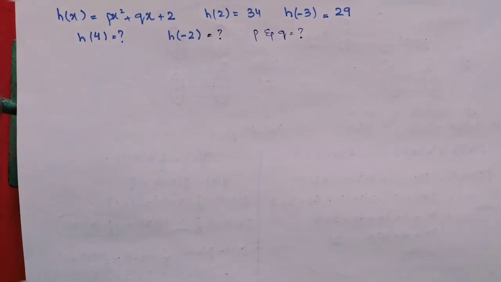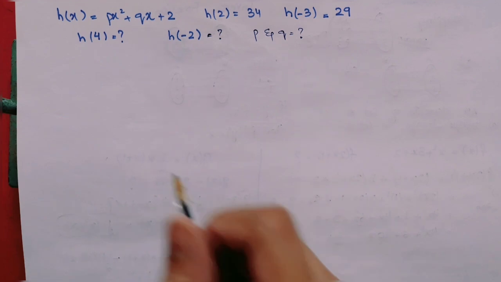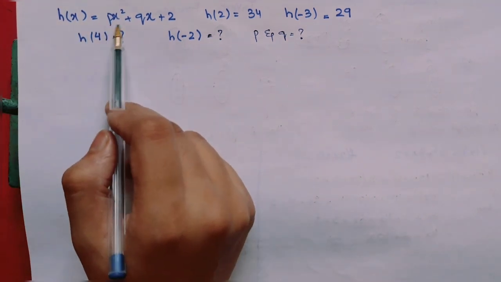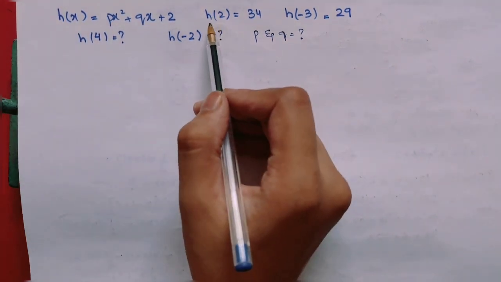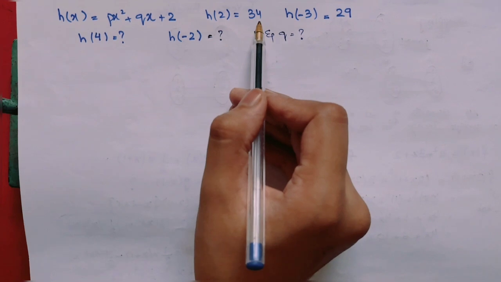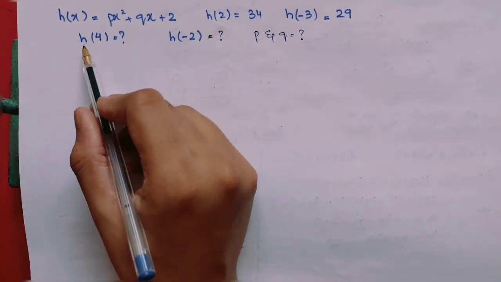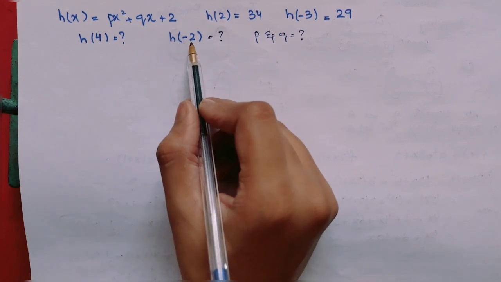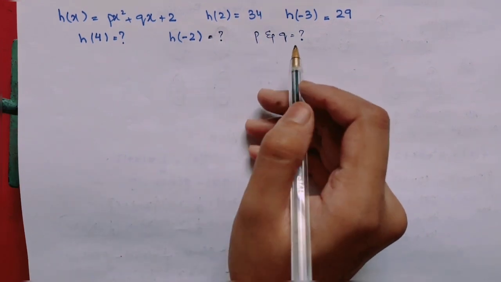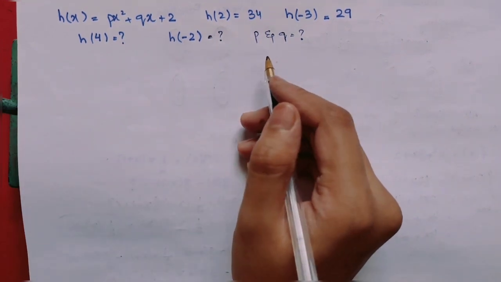Okay ji, the next question statement is here. You are given the function h of x, which is this, and you are given h of 2 is equal to 32 and h of minus 3 is equal to 29. You have to evaluate the value of h of 4 and h of minus 2. Also find the value of p and q. Okay, first of all, let's start.